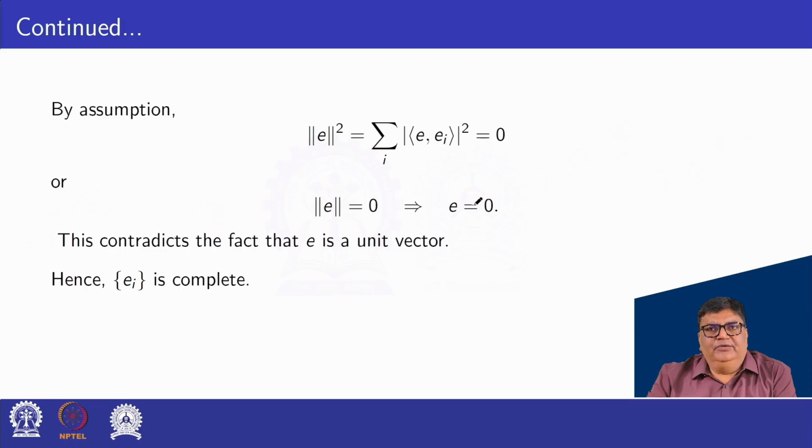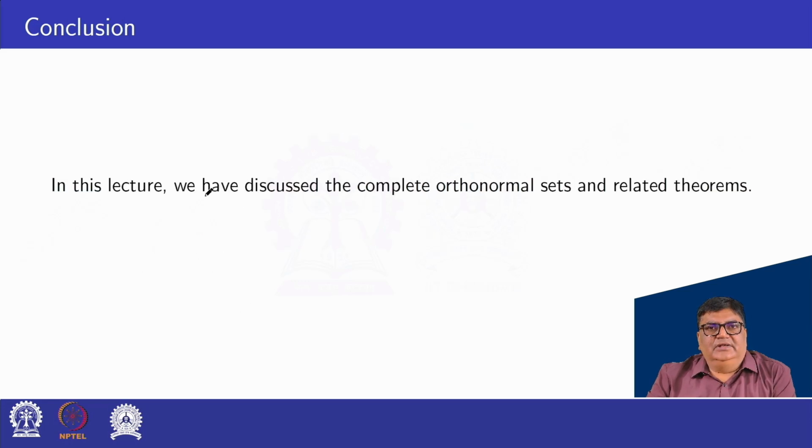That is here e is equal to 0, but e is a unit vector. Okay, so norm e is equal to 1. So 1 is equal to 0. Is it possible? No. So this contradicts the fact that e is a unit vector. Hence, the set ei is complete. In this lecture, we have discussed the complete orthonormal sets and related theorems.